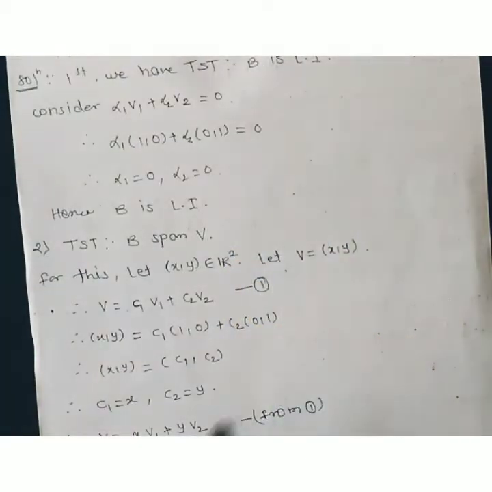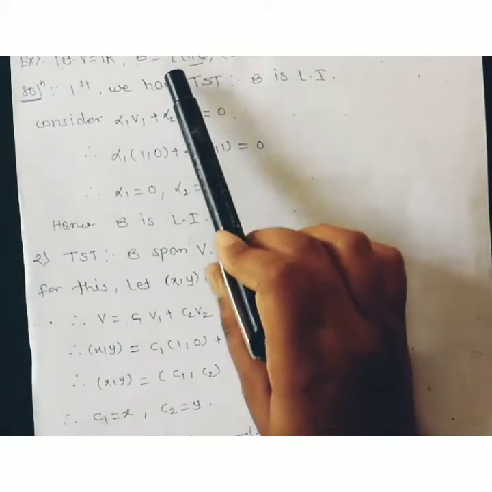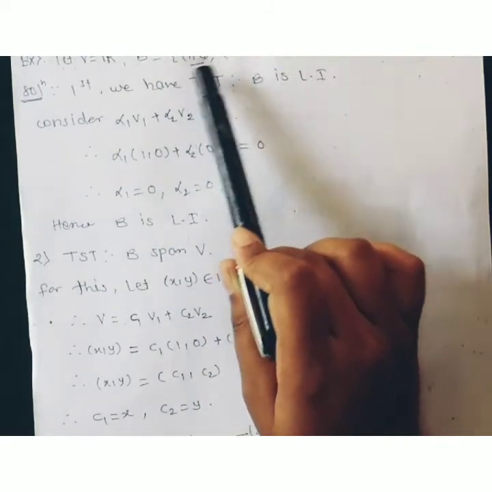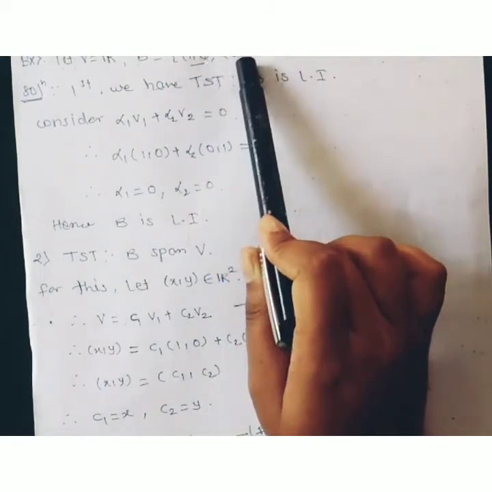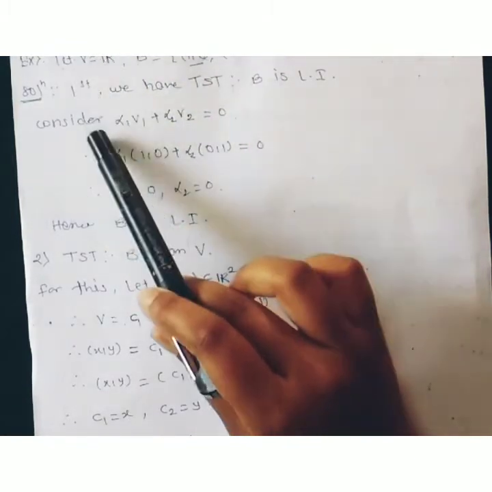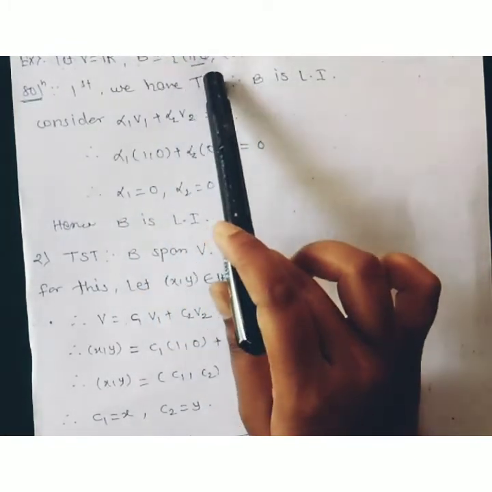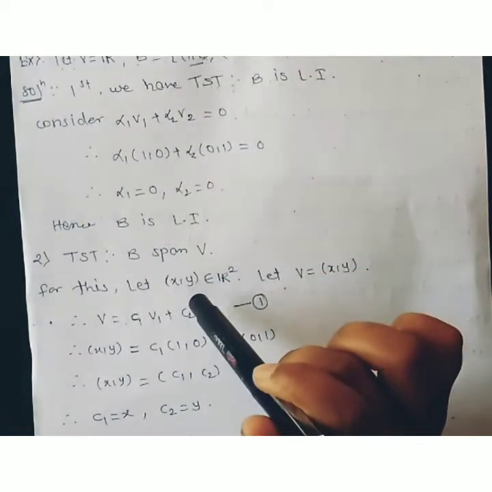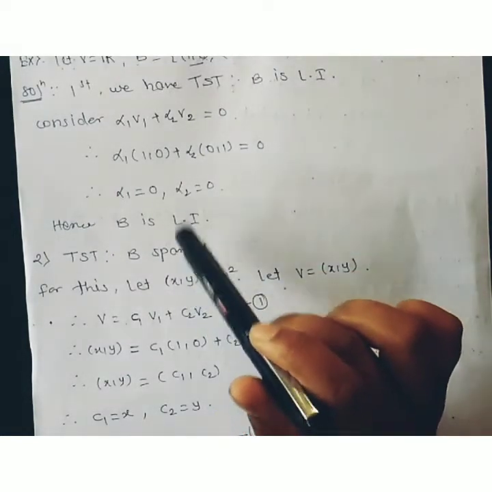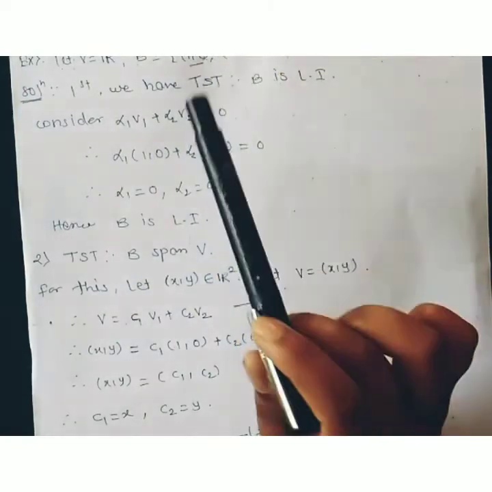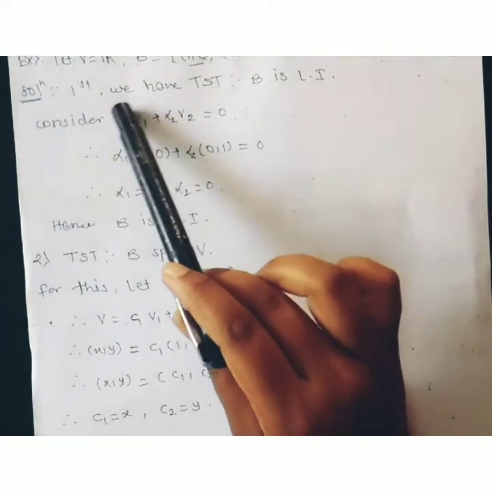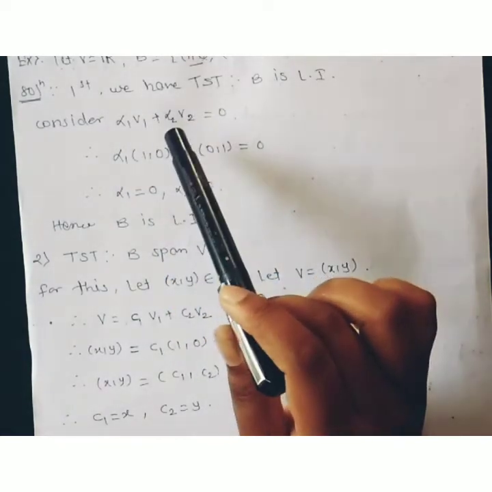We have to show that this set B, equal to the ordered pairs (1, 0) and (0, 1), is a basis for the vector space V equal to R2. First of all, the set should be linearly independent. So what is the condition for linear independence? Multiply these vectors by some scalars and put it equal to 0. Then we have to show that these scalars alpha 1 and alpha 2 must be 0.